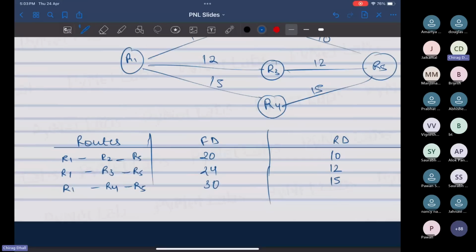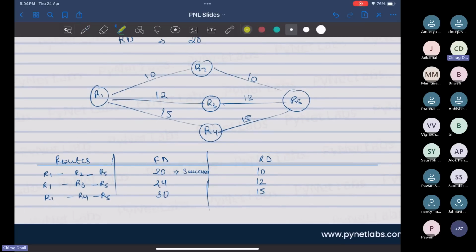Now, the path having the lowest FD will be considered as successor. Clear? So this is my best path, I will consider it as successor. Which one is the second best path here? Can I say the second route? This is the second best path. Yes or no? So this will become feasible successor.